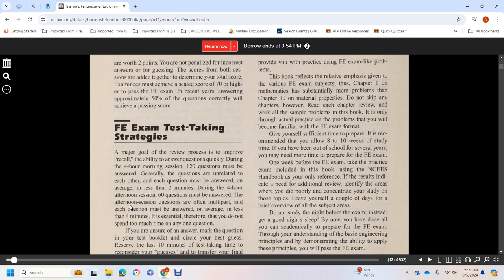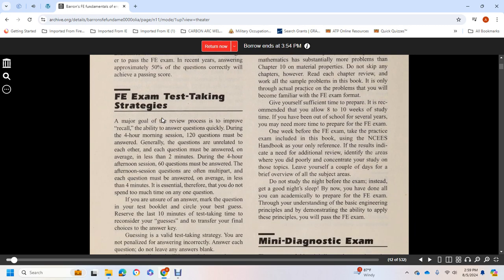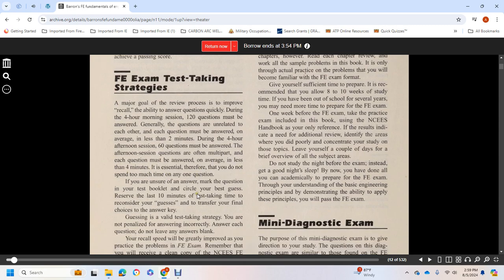The Fundamentals of Engineering exam test-taking strategies. The major goal of the review process is to improve your recall and your ability to answer questions quickly. During the 4-hour morning session, 120 questions must be answered. Generally, if the questions are unrelated to each other, each question must be answered on average in less than 2 minutes. During the 4-hour afternoon session, 60 questions must be answered. The afternoon session questions are often multi-part, and each question must be answered on average in less than 4 minutes. It is essential, therefore, that you do not spend too much time on one question.